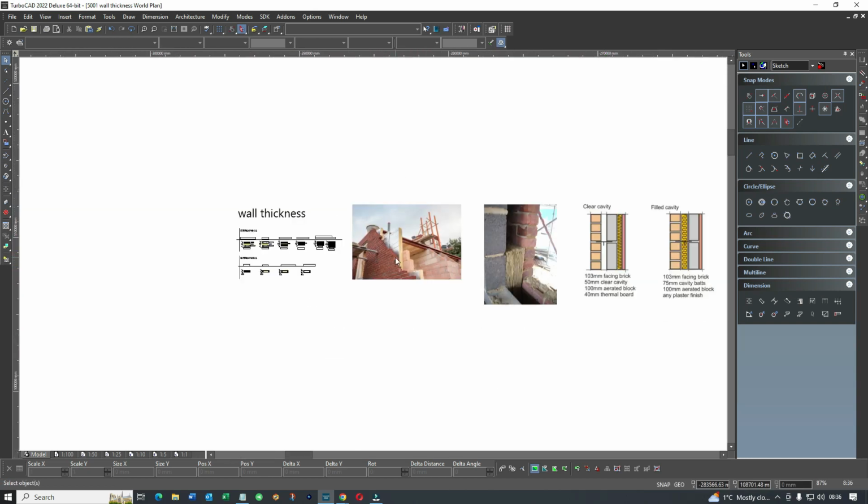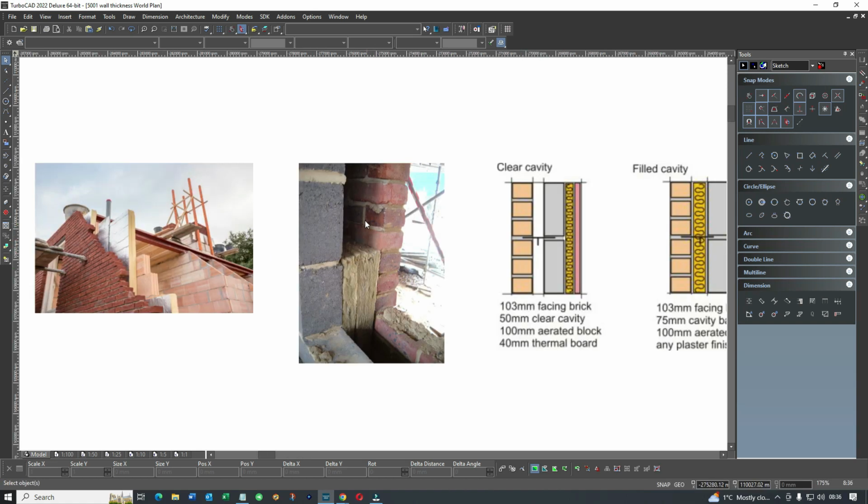So just a slightly older version where we didn't use the Celotex, we used the rock wool. That's your brick again, standard brick 102, 100 mil of rock wool, standard block 100 mil.